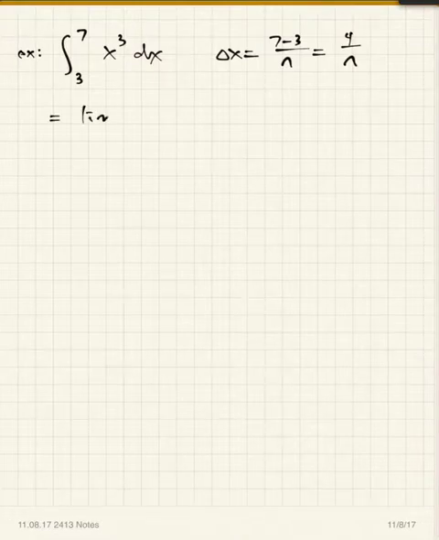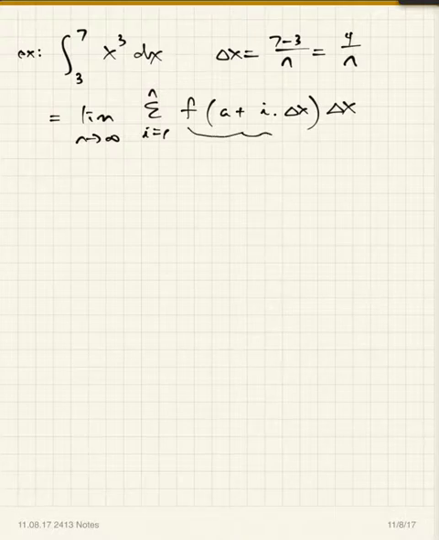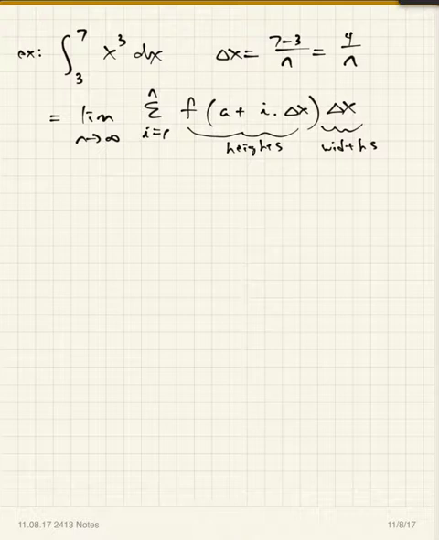And this would be the limit as n goes to infinity of the sum as i goes from 1 to n of f of, well, let's write the general statement out like we've been doing. This would be f of a plus i times delta x, right? So it's that function value times delta x. Remember, these are heights right here for each rectangle, and these are widths, and we've made these common widths. That's why we can write it out like that.